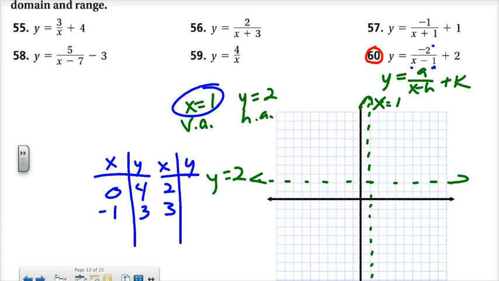Then we go after our 2 and our 3, so put a 2 in. 2 minus 1 is 1. Negative 2 divided by 1 is negative 2, plus 2 is 0. Put a 3 in. 3 minus 1 is 2. Negative 2 divided by 2 is negative 1. Negative 1 plus 2 is 1. And away we go. So 0, 4 and negative 1, 3.